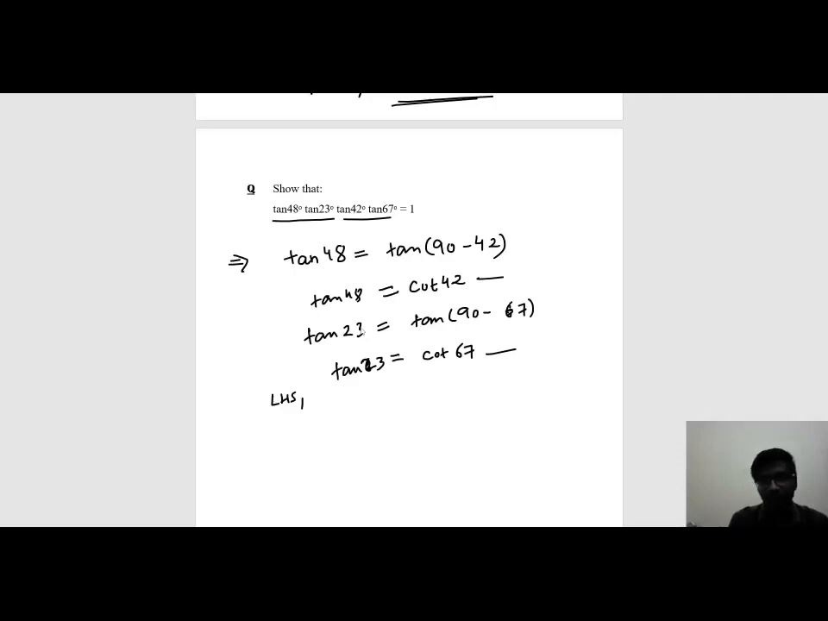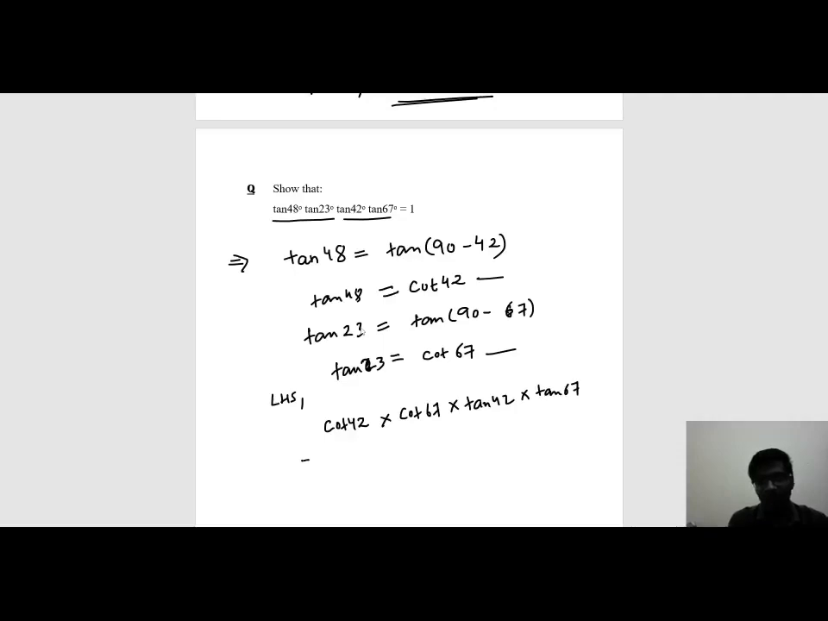How can we write cot 42? Let's first write it, and then I will show you. Cot 42, and instead of tan 23, I am writing cot 67, into tan 42, into tan 67.